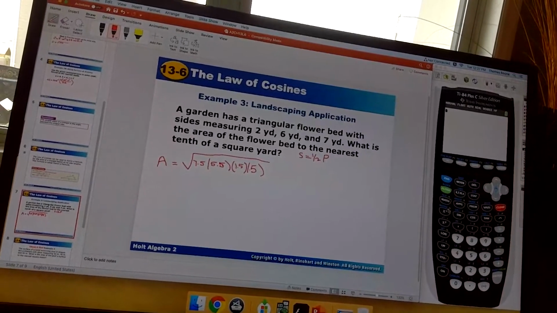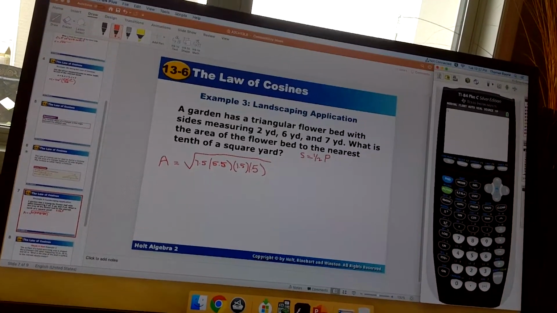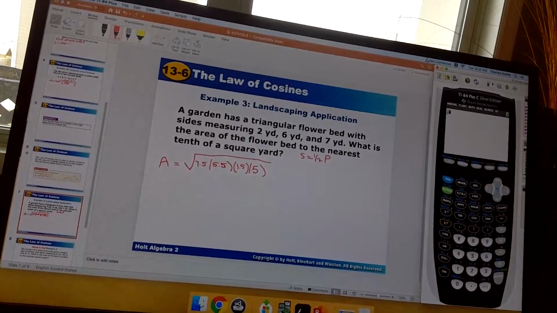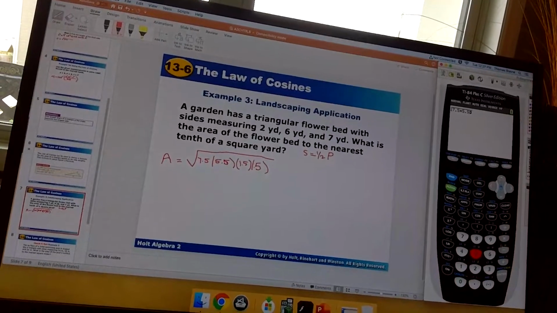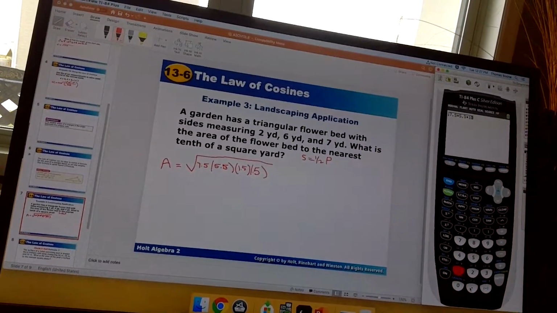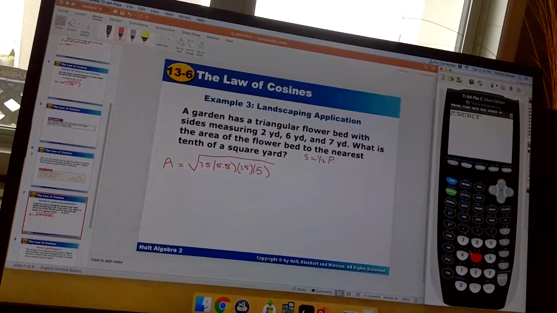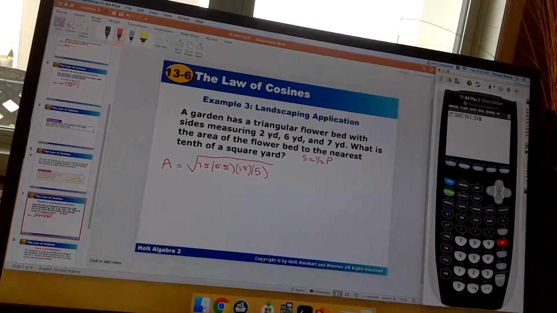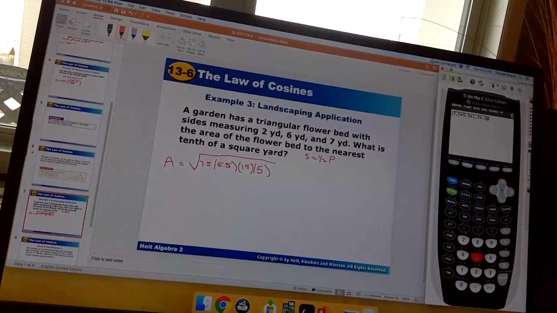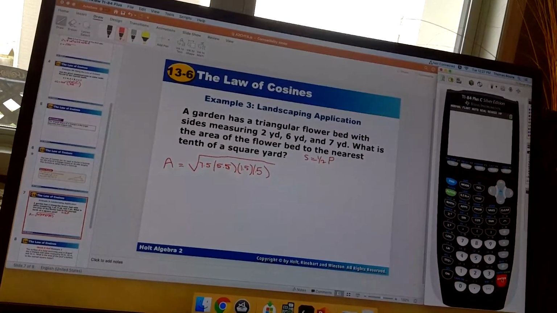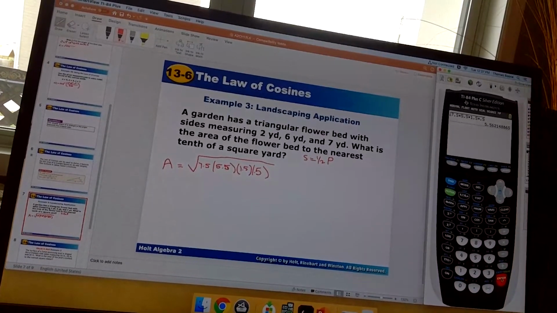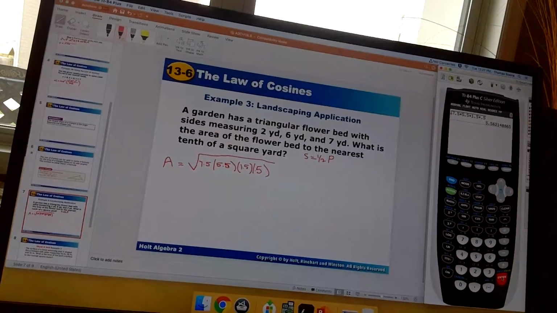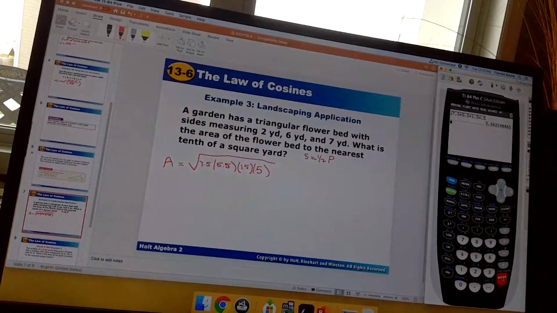So let's type that in the calculator. Here we go, second square root, and type it in just as you see it here: 7.5 times 5.5, times 1.5, and then times 0.5. All right, we got all that. We're good to go. There it is. Looks like our area is going to be 5.6 square yards. It's just that easy, guys. Type in the formula and you've got it.